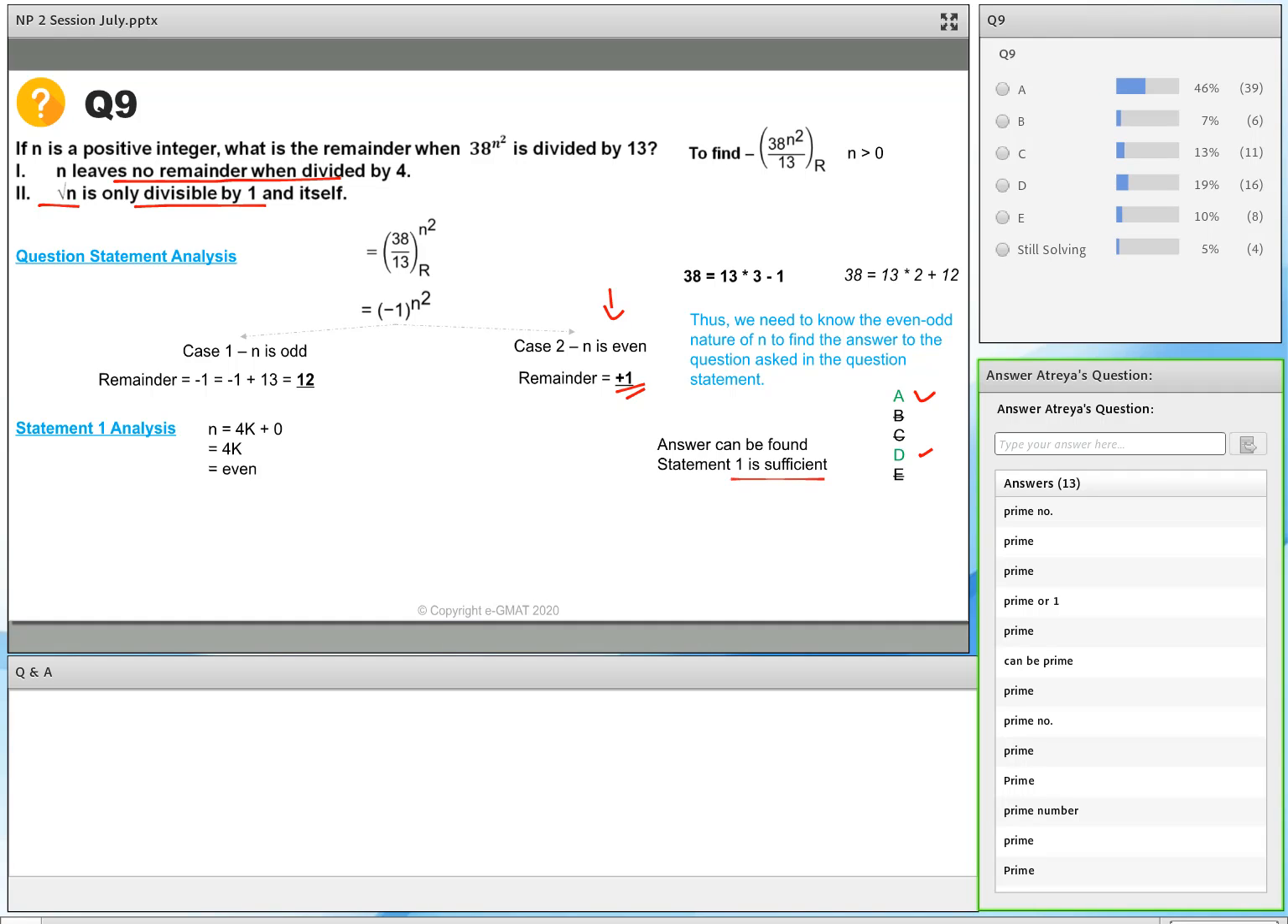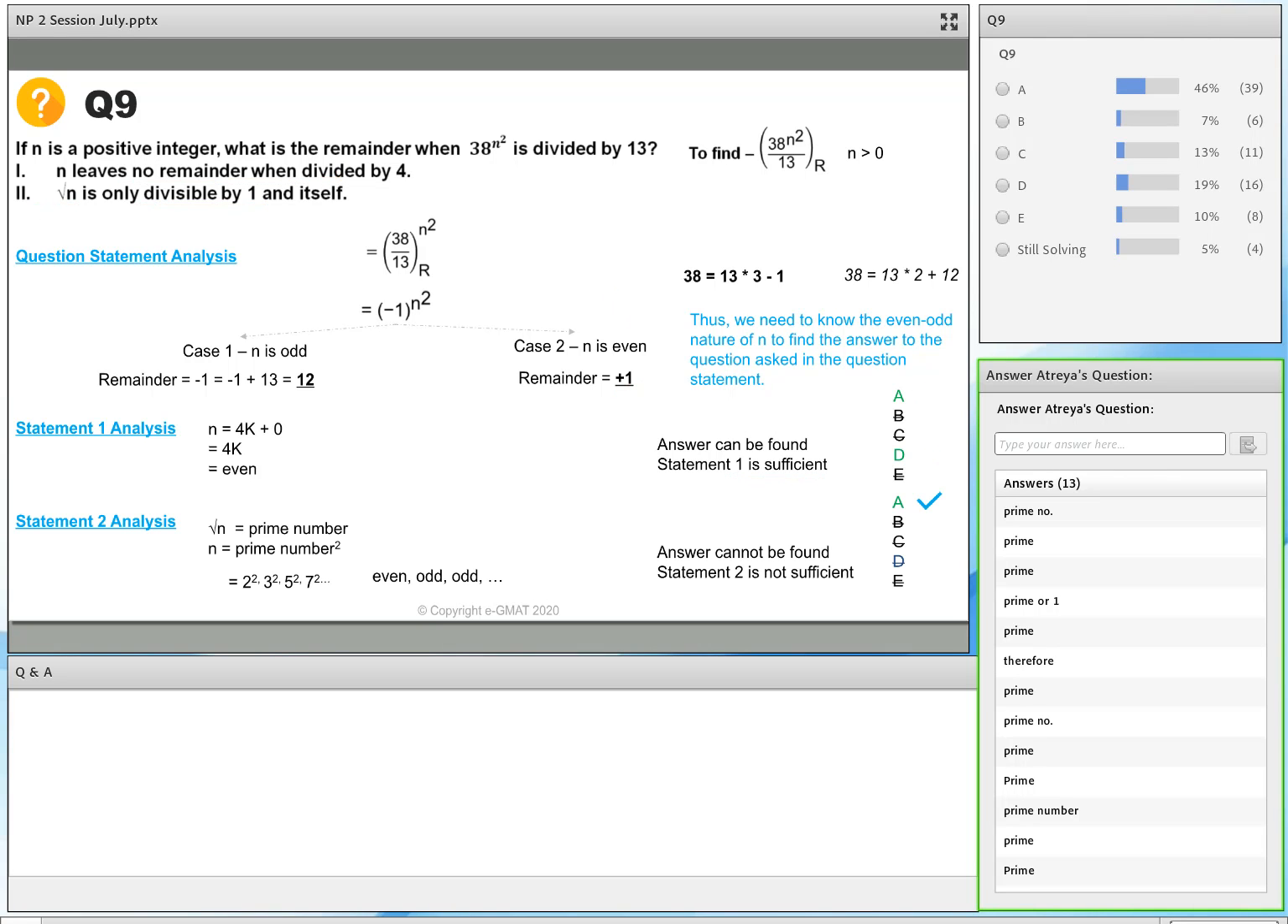Now, if it's a prime number, root of n has to be a prime number. That means n has to be a whole square of a prime number. If n is a whole square of a prime number, what are the possibilities? n can be 2 square or 3 square or 5 square or 7 square. Now I know that all prime numbers are odd except 2, which is even in nature. So from the second statement, n can either be even or odd, right?